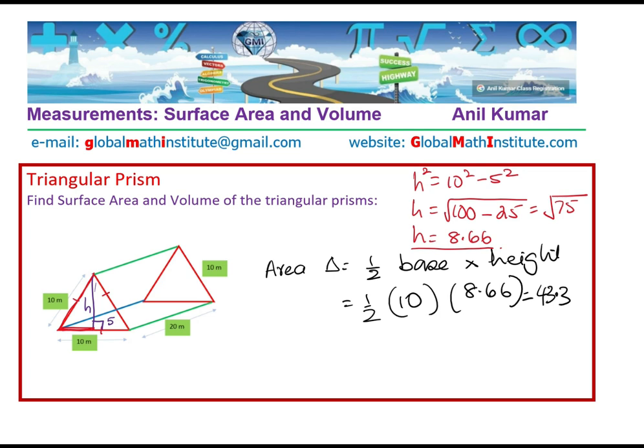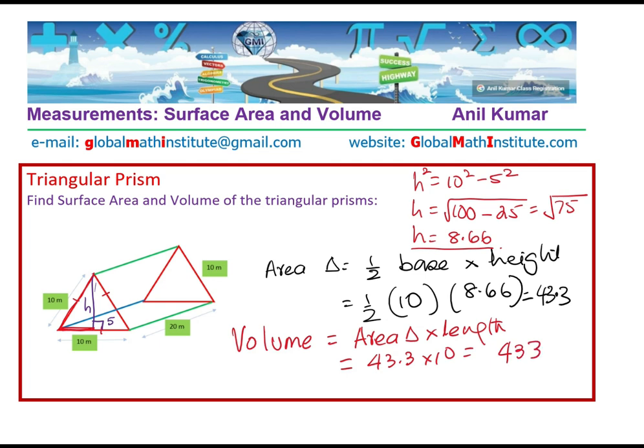Now we can find the volume. Volume will be the area of the triangle times the length, right? So the area of the triangle times the length, which is 20 meters. So that is equal to 43.3 times 10, and that gives you 433, and the units are meters cubed. Makes sense, right? So now I hope you understand. Here we need to find the height, right?